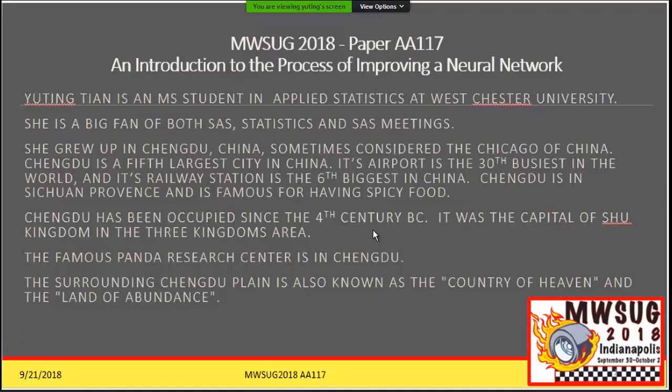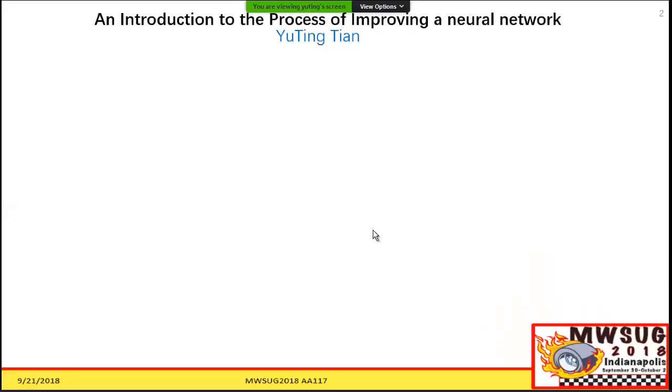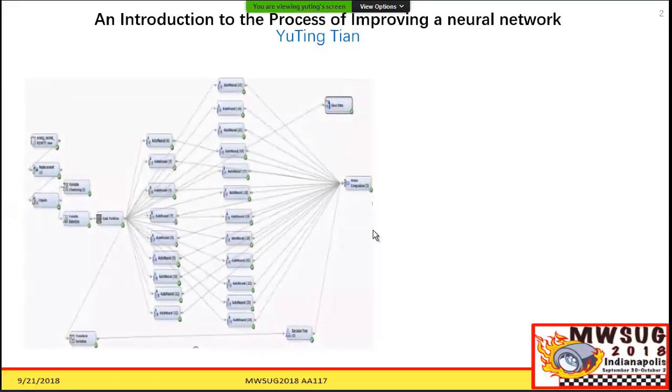So this is my paper about an introduction to the process of improving a neural network. It joined the Midwest SAS 2018. For this paper, we have 11 objects.